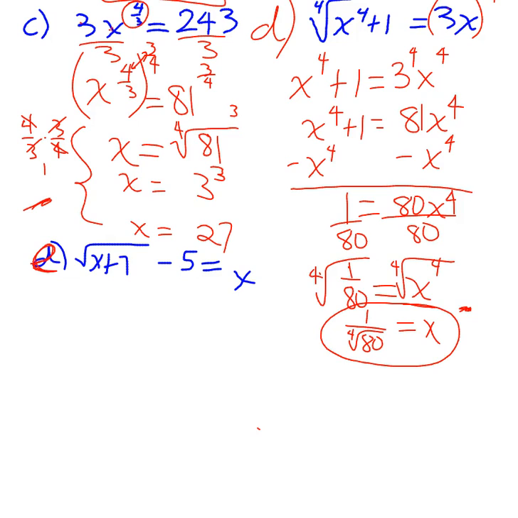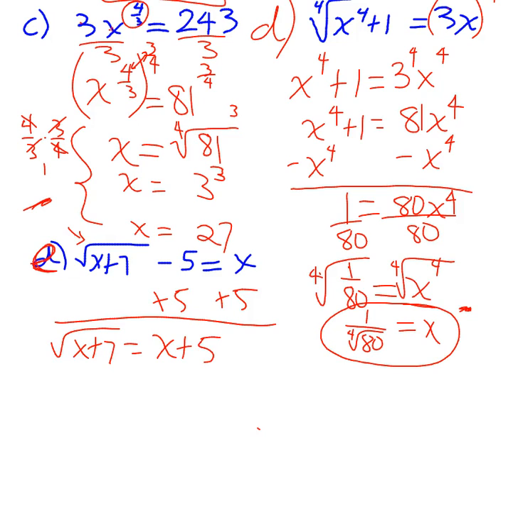I've got the square root of x plus 7 minus 5 equals x. Well, again, I need to isolate that radical so I can get rid of that radical. So wouldn't I have to add the 5 across? I get the square root of x plus 7 equals x plus 5. Now, to get rid of the square root, I just square both sides. But I got to square the right side in parentheses. When I do this, I get x plus 7 equals, hey, don't I have to FOIL that? Wouldn't that be x squared plus 10x plus 25?